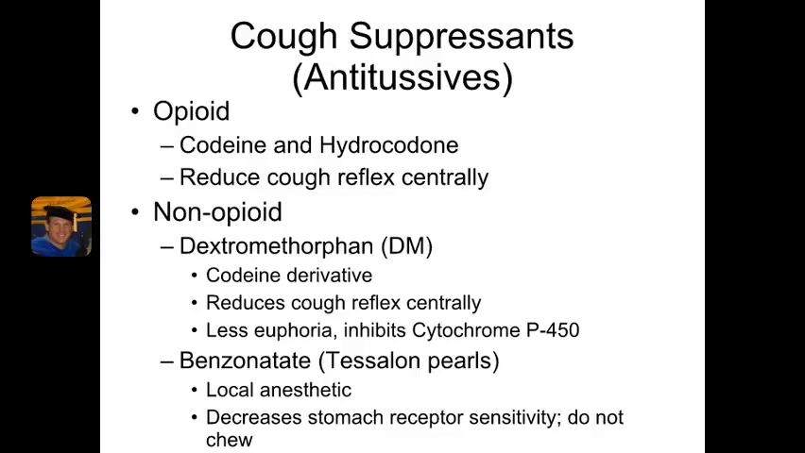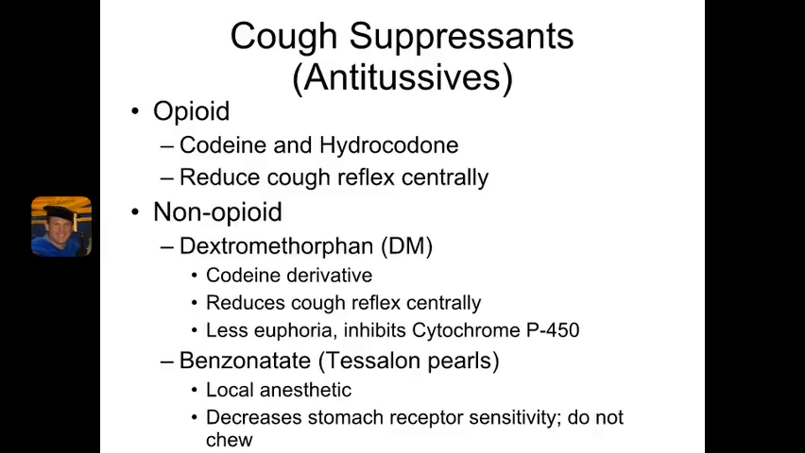An important thing about dextromethorphan is that it does inhibit cytochrome P450 and goes through the 2D6 pathway. You don't need to know that for your test, but it might be helpful later on in life, especially if you want to become a nurse practitioner.